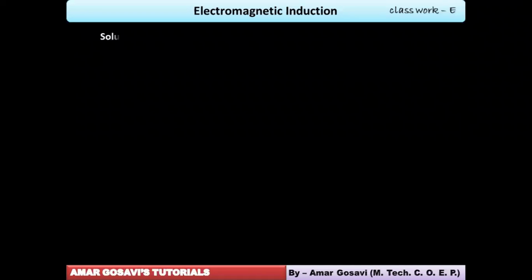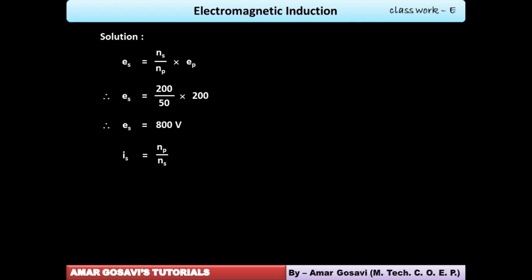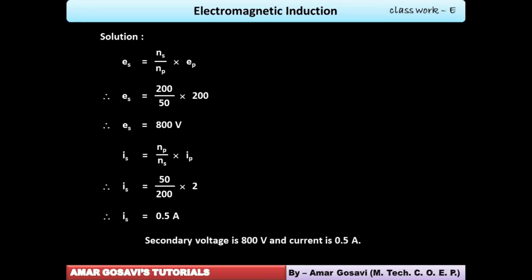Let's move ahead then. So ES, we all know, is NS by NP into EP. From this we can easily get this value. So the EMF across secondary is 800 volt. The first part is solved. Now the current across secondary, if I want, it will be NP by NS multiplied by IP. Alright, as per our equations. Put the values and you get the current across secondary in this manner. So it's 0.5 ampere. So the answer is the secondary voltage is 800 volt and the current is 0.5 ampere.